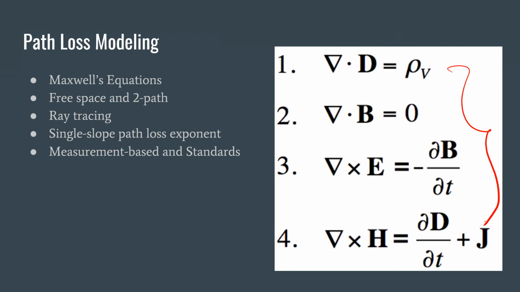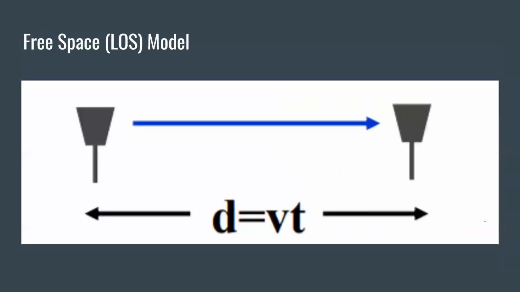And so there are several other models like the free space model, the two-path model, ray tracing models, the single slope path loss exponent models, and the measurement-based standards model. I will show an illustration for some of these models here. So here's the free space, or line of sight, model. Line of sight means the transmitter has a direct, straightforward path to the receiver, as we can see with the blue line.